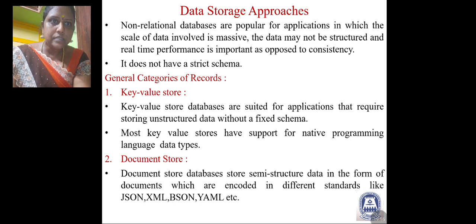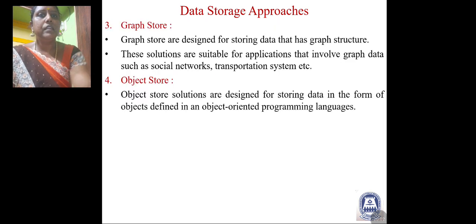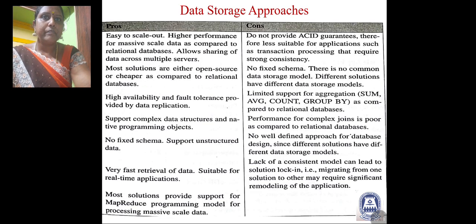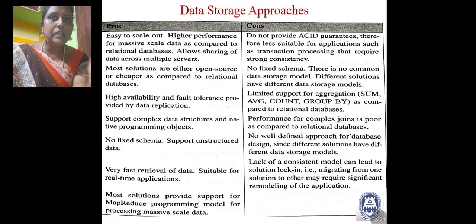Document store databases store semi-structured data in the form of documents. Graph stores are designed for storing data that has a graph structure. Object store solutions are designed for storing data in the form of objects defined in an object-oriented programming language. These are the pros and cons. Here it is easy to scale out, and there it is not easy. It will be very fast for retrieval of data, while here the performance will be somewhat slow.